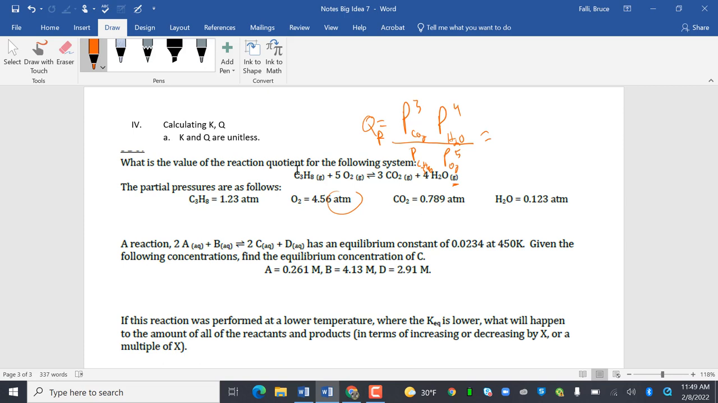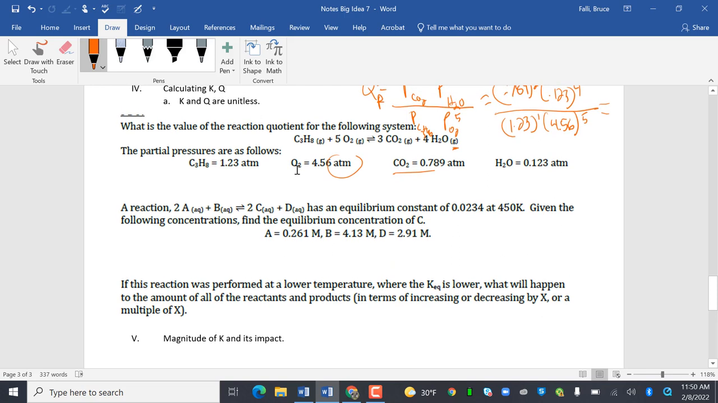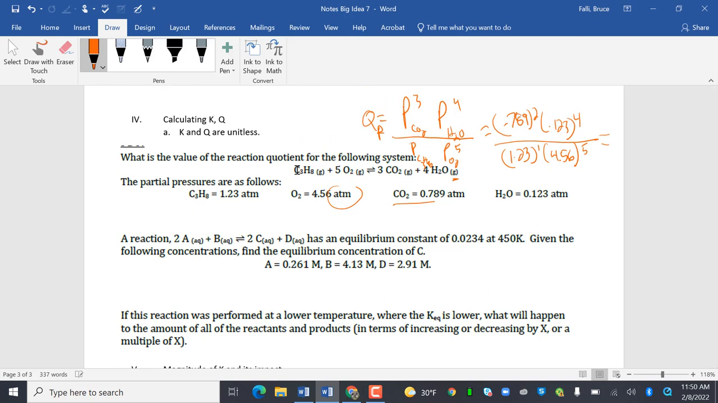So the partial pressures are, CO2 is 0.789, cubed, times H2O is 0.123, fourth, over propane is 1.23 to the 1, and I put the 1 just to make sure I remember to do it, times O2, 4.56 to the fifth. You put that in your calculator and that's what you get. So what's the question say? What is the value of the reaction quotient? So you do 0.789 cubed times 0.123 raised to the fourth divided by 1.23 times 4.56 to the fifth. That'll be the answer to the pod quiz question.